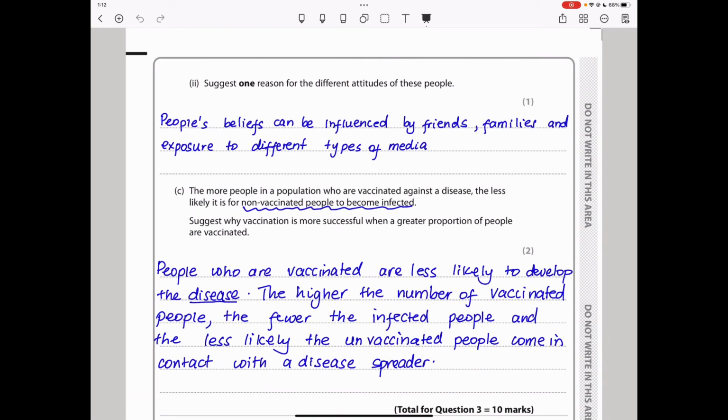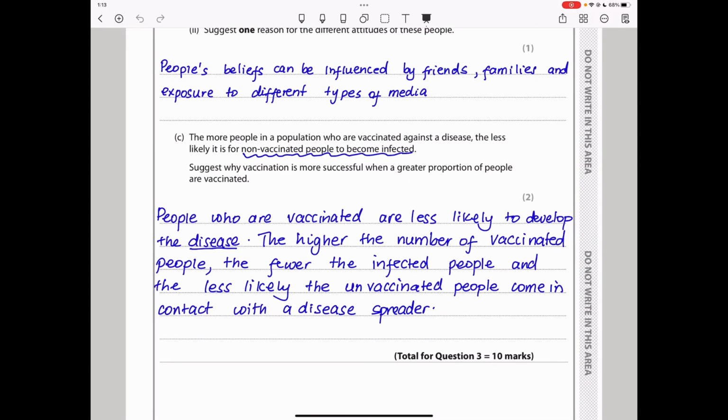The next part says, suggest 1 reason for the different attitudes of these people. Now, different attitudes could be due to different exposures or different friends, or you watch news or you read newspapers, whichever. So it depends on people or things in your life that can influence you. So it could be beliefs. So I say people's beliefs can be influenced by friends. It could be families, it could be media, it could be anything. Anything the person is exposed to can alter their beliefs, and they act in a certain way towards a specific thing. So part C says, the more people in a population who are vaccinated against the disease, the less likely it is for non-vaccinated people to become infected.